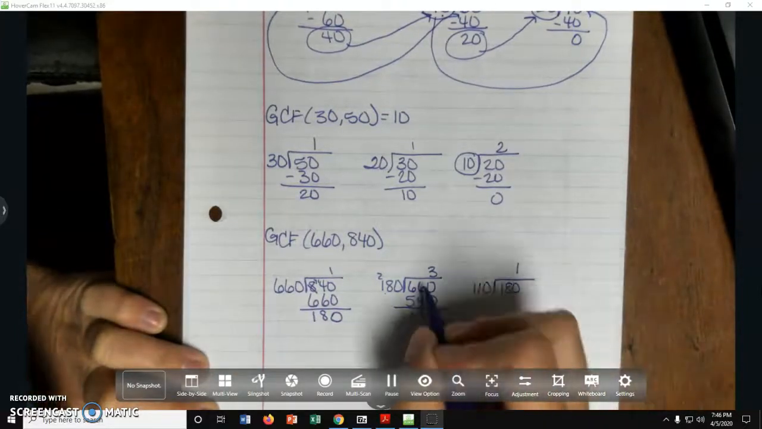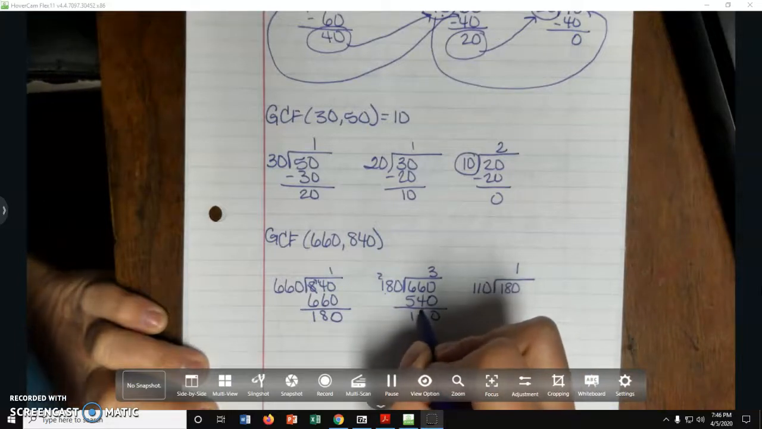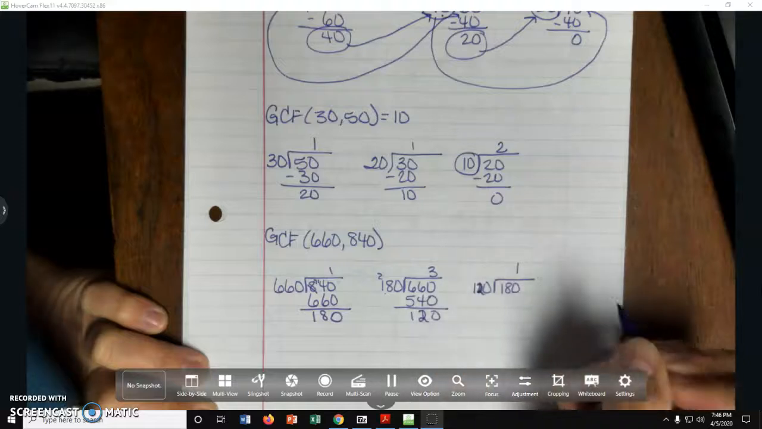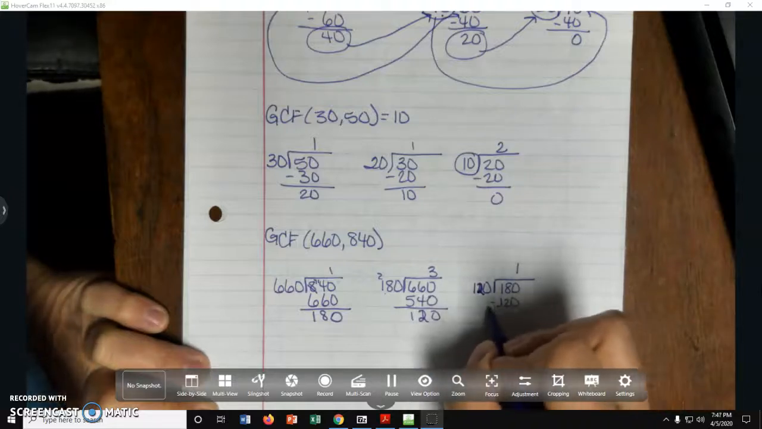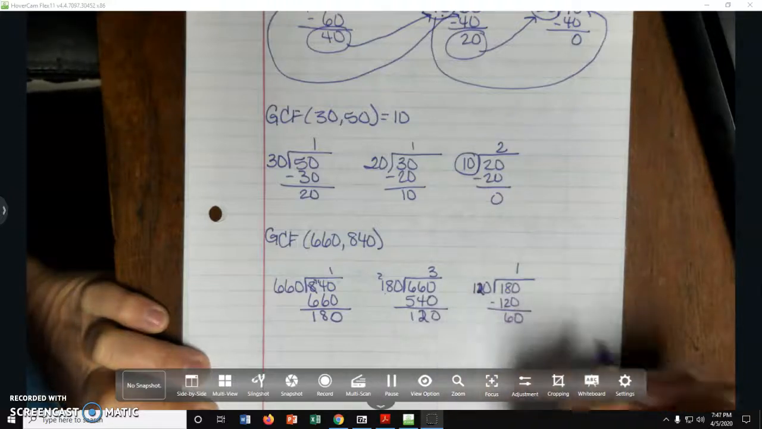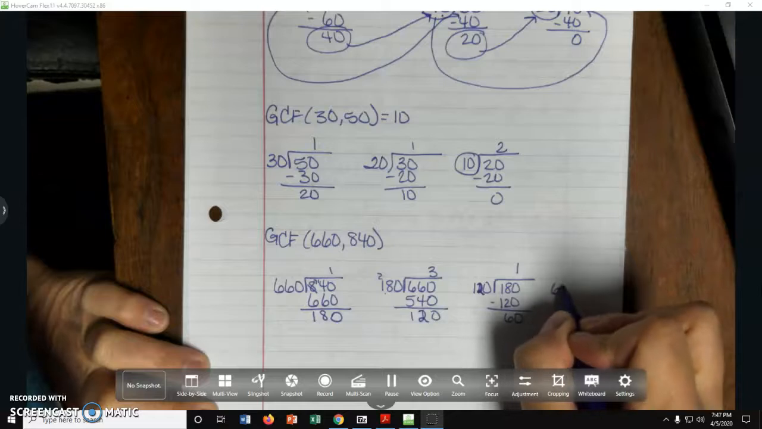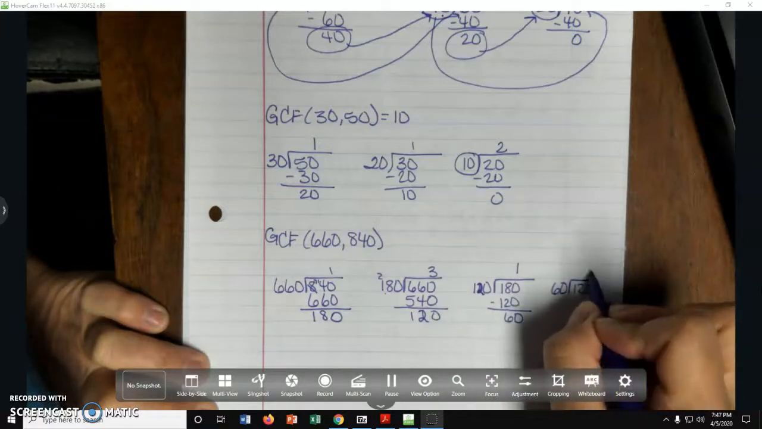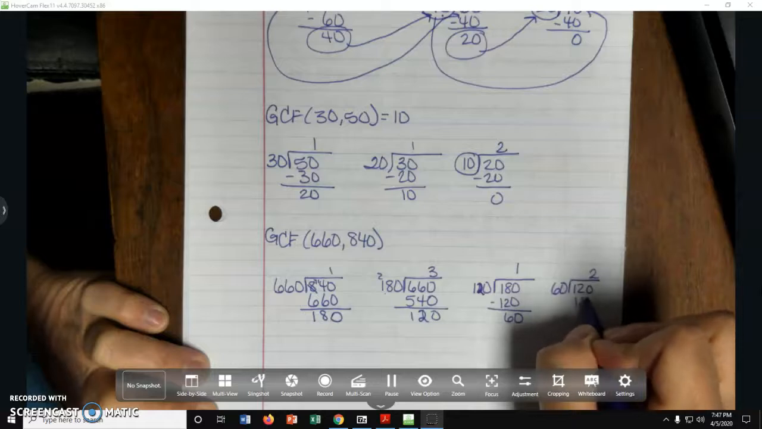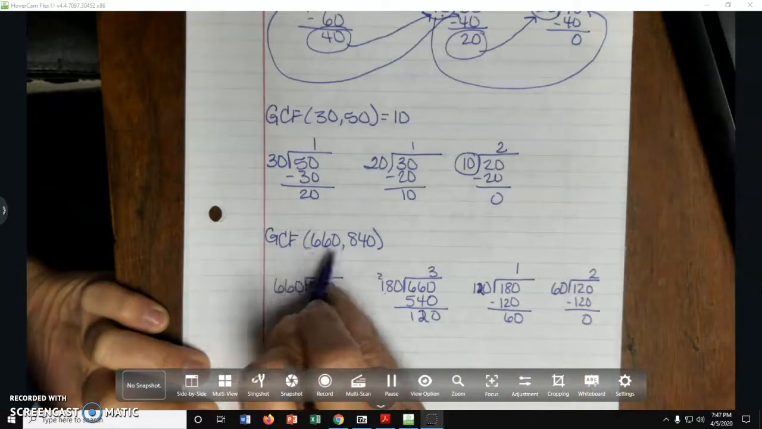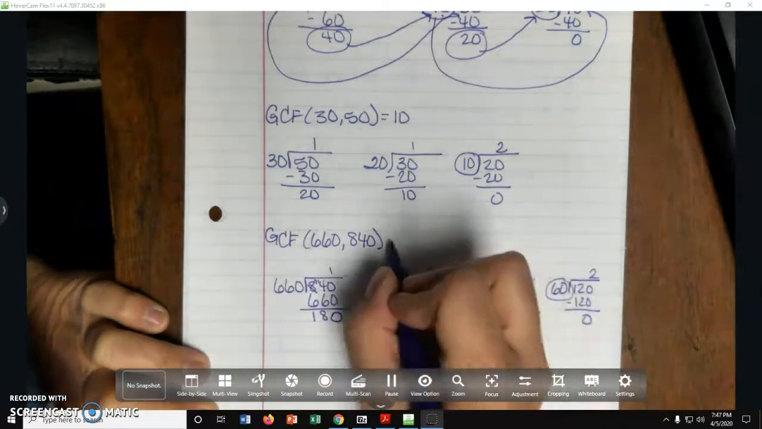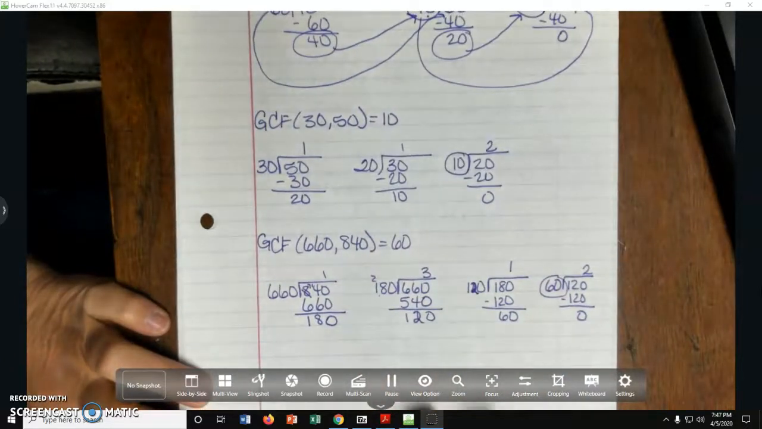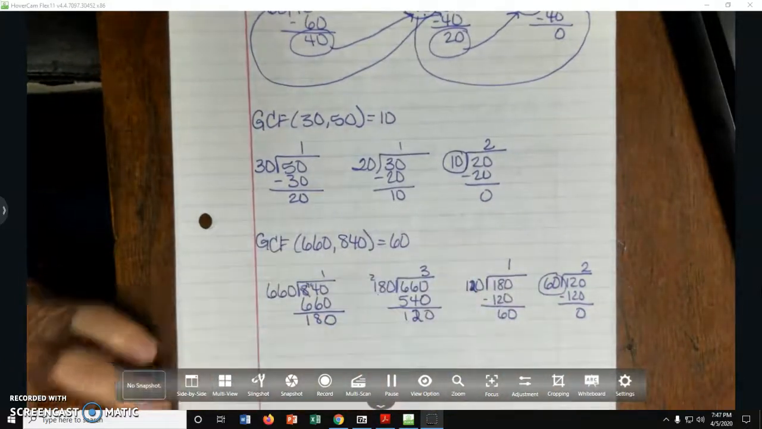Something's wrong. I didn't do my math right. 6 minus 4 is 2. You guys would have caught me on that. Yes, you would have. Thank you. So then I subtract here, and I would get 60. This becomes my new divisor. The 120 becomes my dividend. 60 goes into 120 2 times. Greatest common factor of 660 and 840 is 60. There is a problem like this on your test, so you do need to know this process and how to do it.